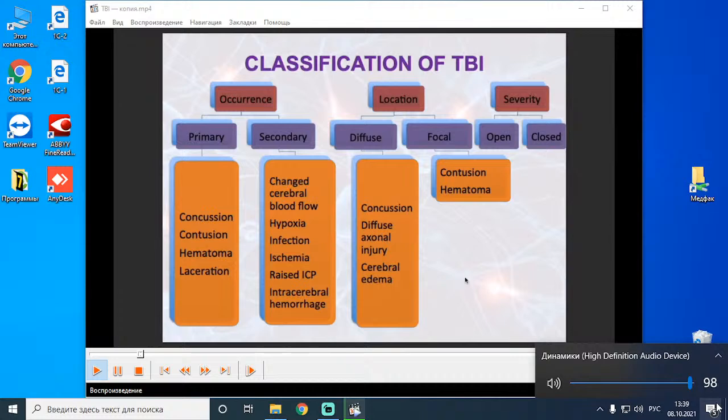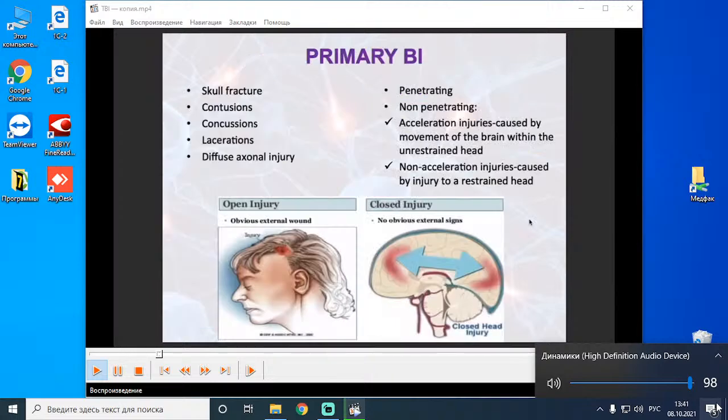Types of TBI. Primary brain injury refers to a direct result of damage suffered at the moment of impact. Secondary brain injury refers to damage sustained minutes, hours, or days after primary injury. Primary brain injury includes skull fracture, contusions, concussions, lacerations, diffuse axonal injury, penetrating, non-penetrating. Acceleration injuries are caused by movement of the brain within the unrestrained head. Non-acceleration injuries are caused by injury to a restrained head.